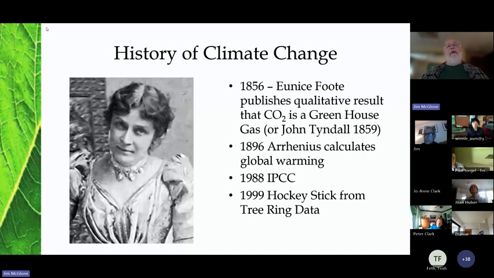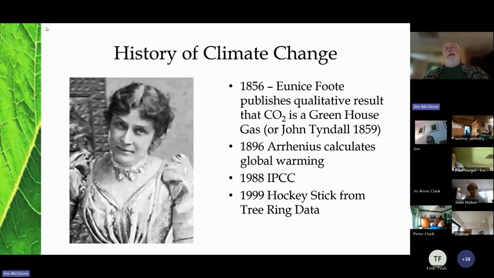I know a lot of the climate deniers think that this is some kind of a liberal plot, but it was Ronald Reagan who first pushed the UN to start looking at this problem. And in 1999, the hockey stick diagram, which demonstrated the rapid increase of global temperatures over the last 100 years or 200 years during the Industrial Revolution, was published.